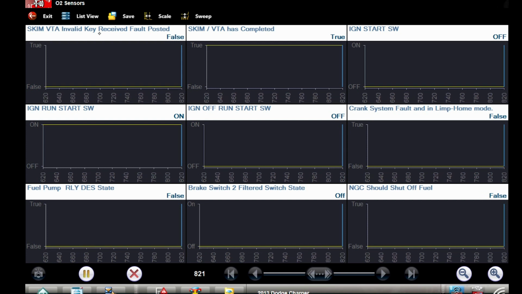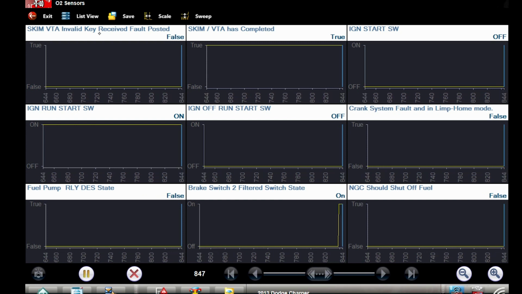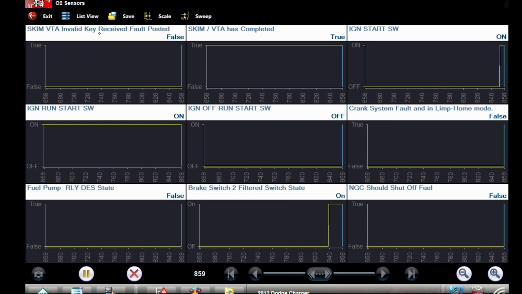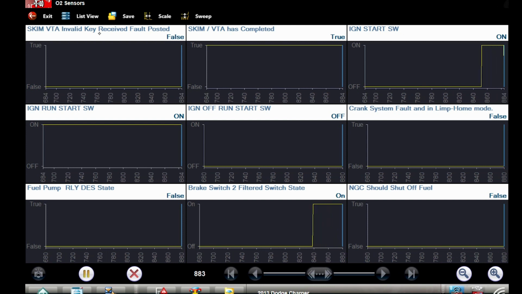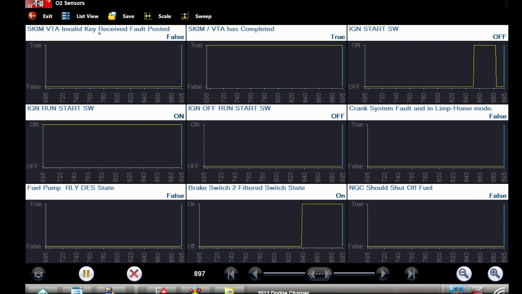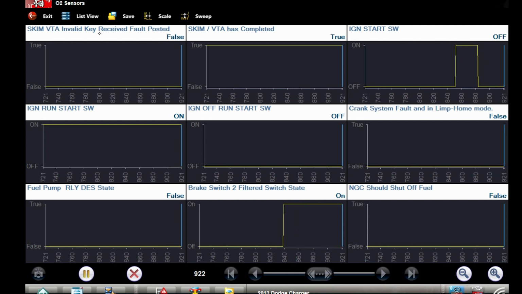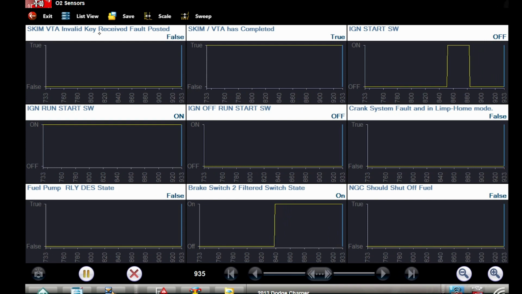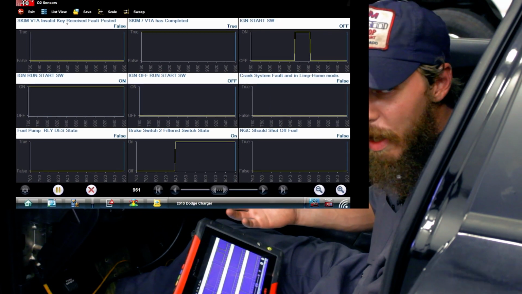that are actually causing this lack of starter relay coil control. And I'm just going to go depress the brake pedal and hit our start. And we see our ignition start goes to the on position. NGC does not decide to shut off fuel. We don't have a crank system fault. We're not in limp home mode. So we're looking pretty good within that PCM. We're feeling pretty confident about that.